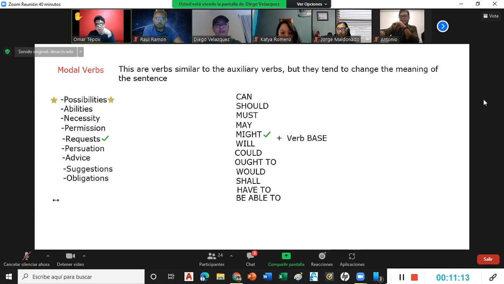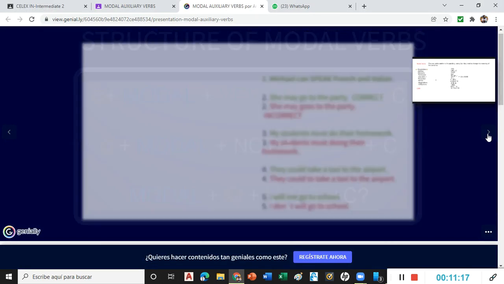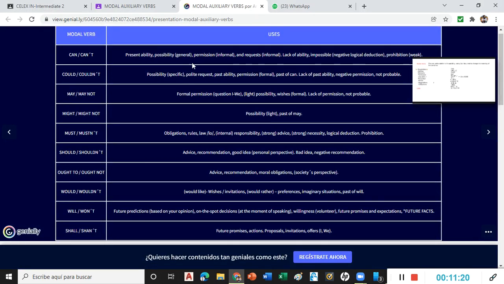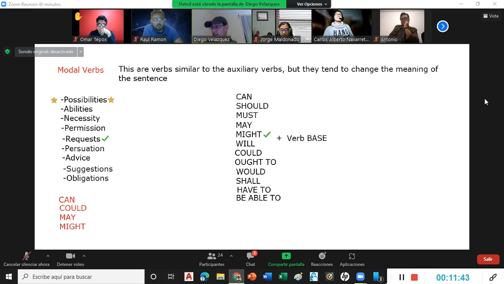Can. Okay, so one of these modals is the modal can. Could. Is there any other? Could. Could, yes, of course. May. May. Might. Okay. And from the list, is there any other or that's it? That's it. That's it, right? Okay, okay. Excellent participation, everyone.